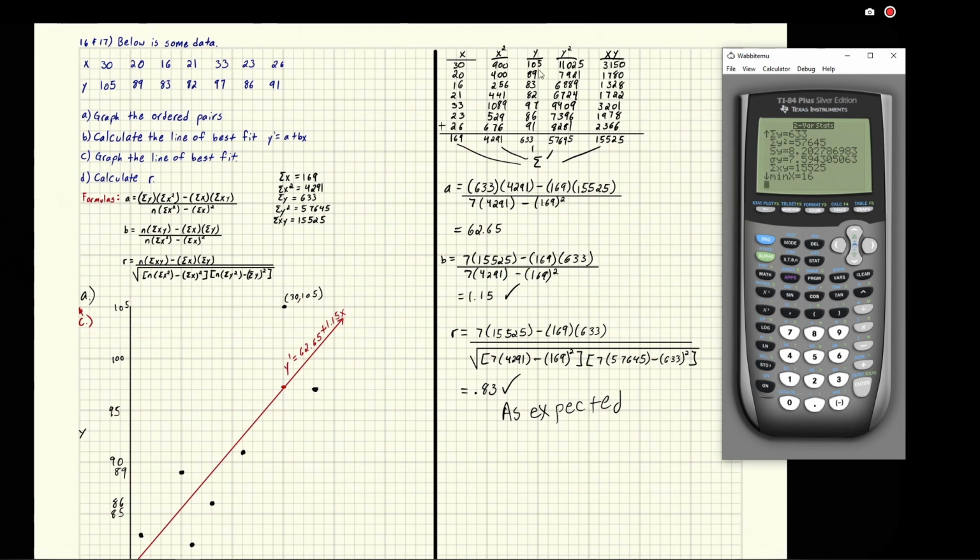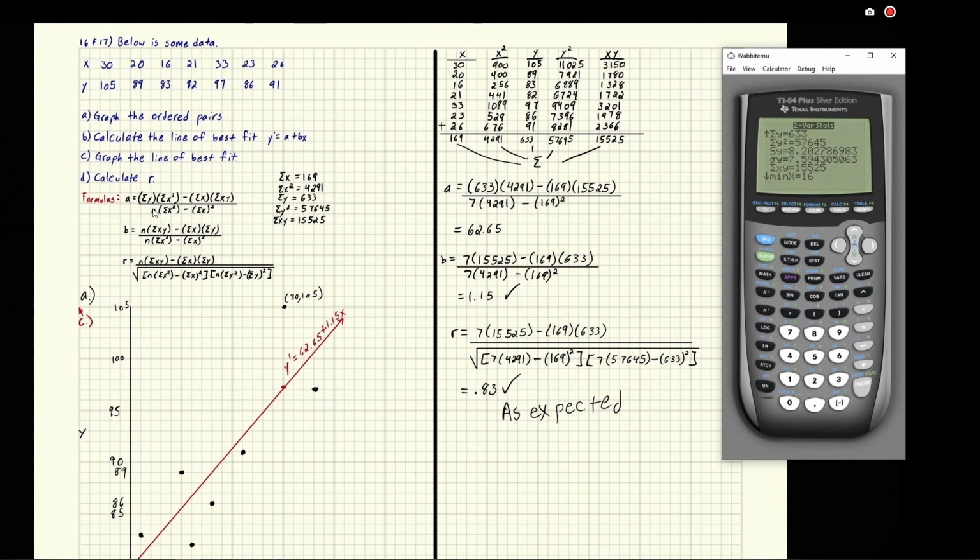So sum of y is 633. So we put in 633. Sum of x squared is 4291. So we just put that in, 4291. Minus sum of x is 169. Sum of x times y, that's this column. When we add them all up, we get 15525. So we put that there.